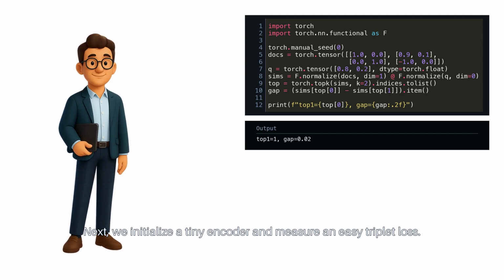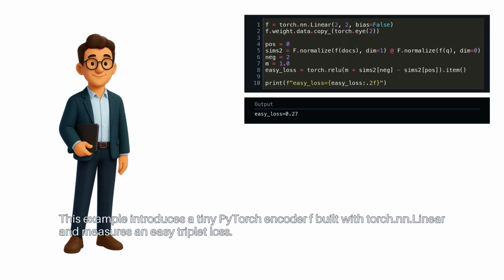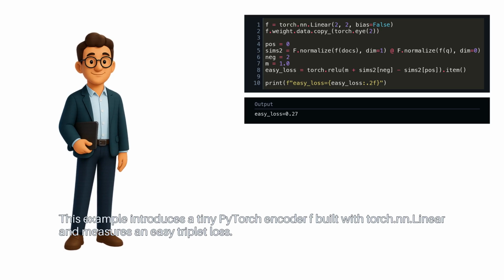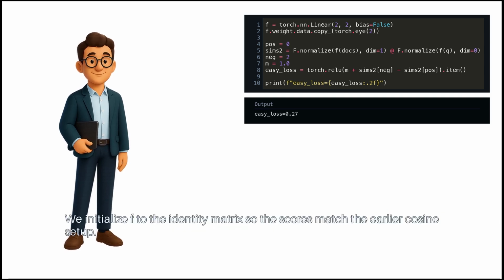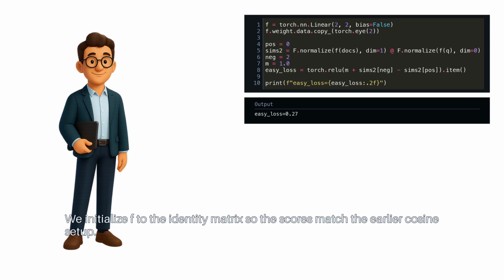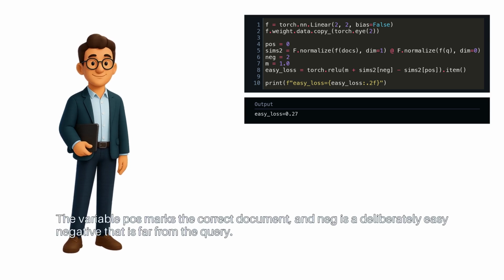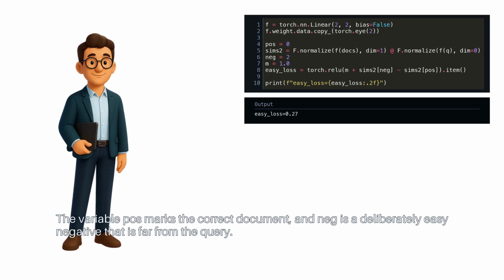Next, we initialize a tiny encoder and measure an easy triplet loss. This example introduces a tiny PyTorch encoder F, built with torch.nn linear, and measures an easy triplet loss. We initialize F to the identity matrix, so the scores match the earlier cosine setup. The variable pos marks the correct document, and neg is a deliberately easy negative that is far from the query.